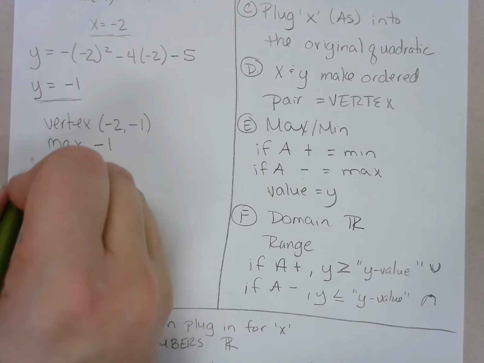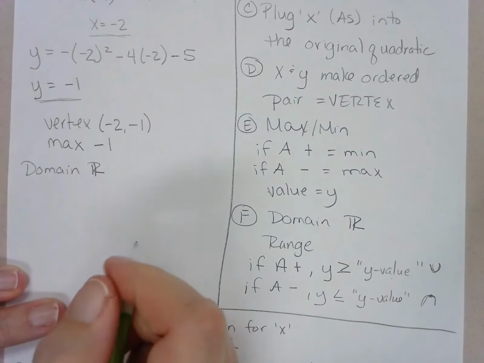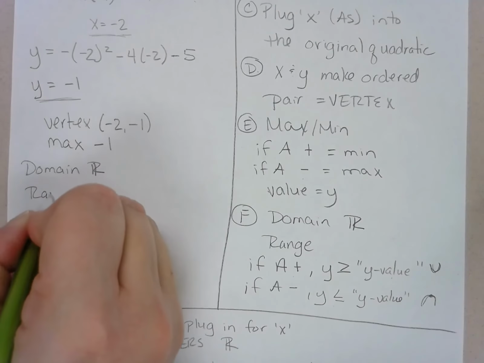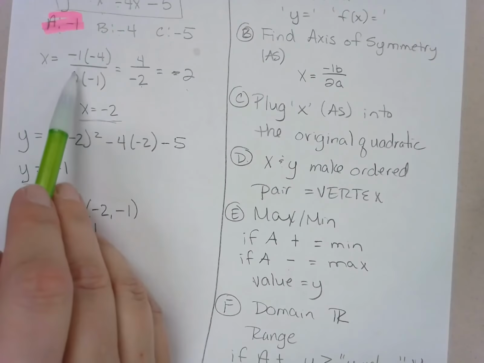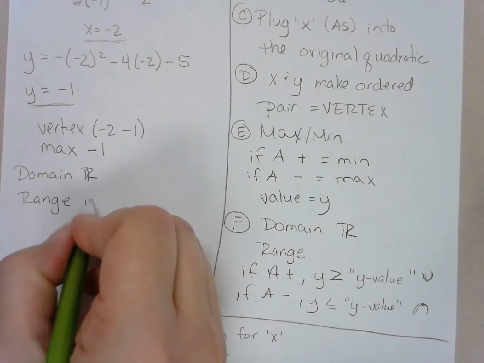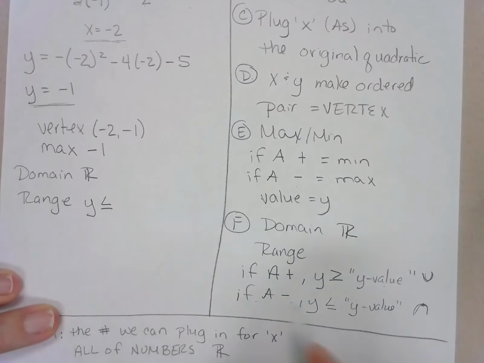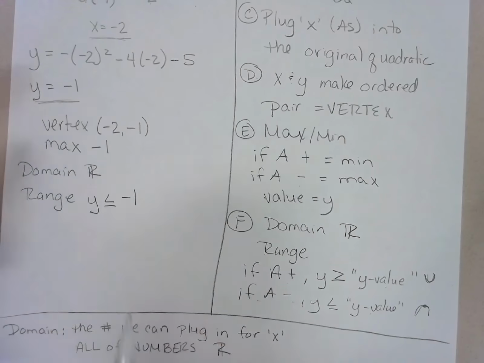So for this first problem, our domain is all real numbers, and our range, we had a negative a, we had -1 as our a. So if a is negative, we're going to say y is less than or equal to, and my y value that I calculated was -1.